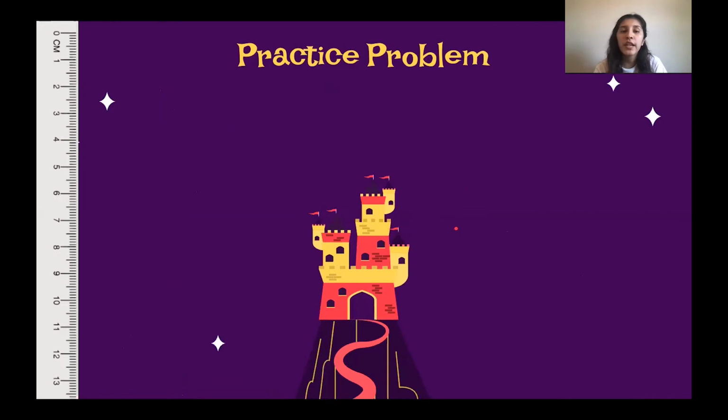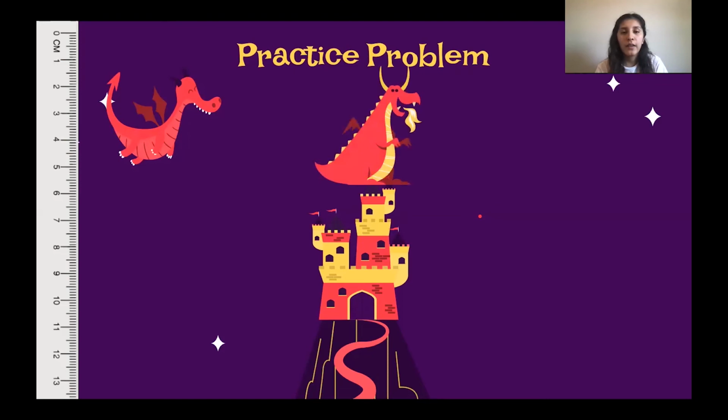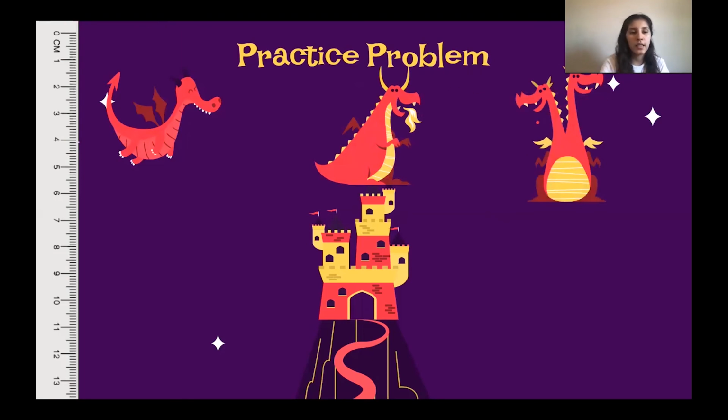So the shortest dragon was the one that was flying. And that one is in the middle, and this dragon was the longest. So let's go ahead. See, we go. So we would measure from here to here, and then from here, right there, just like that. So this is the shortest dragon and the longest dragon.